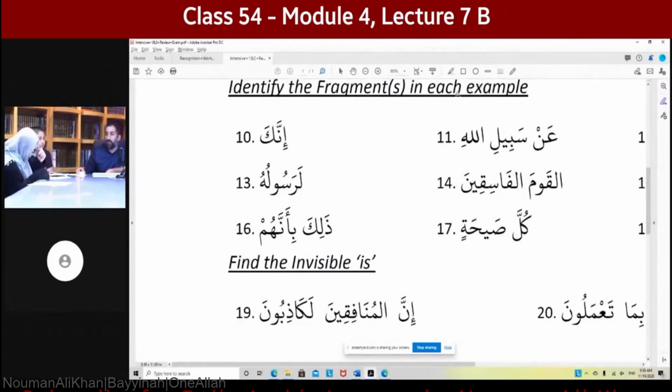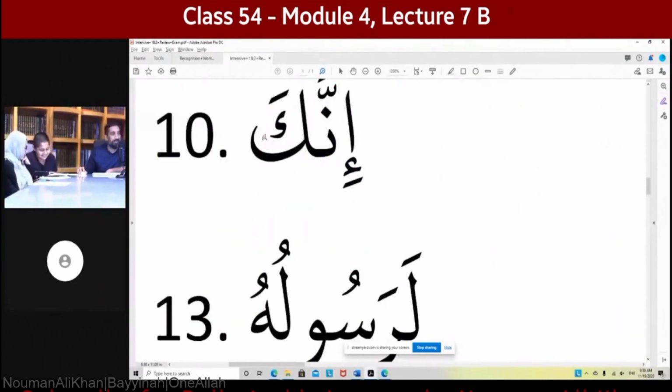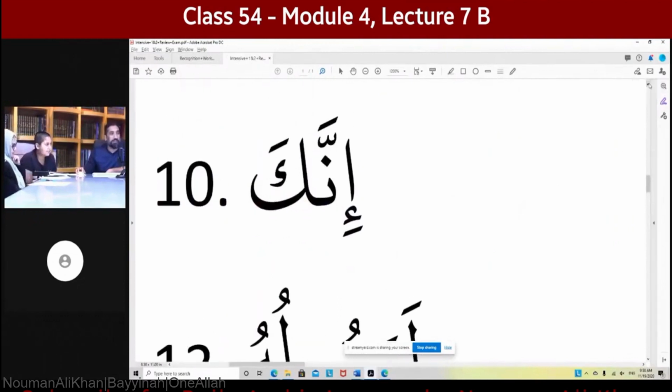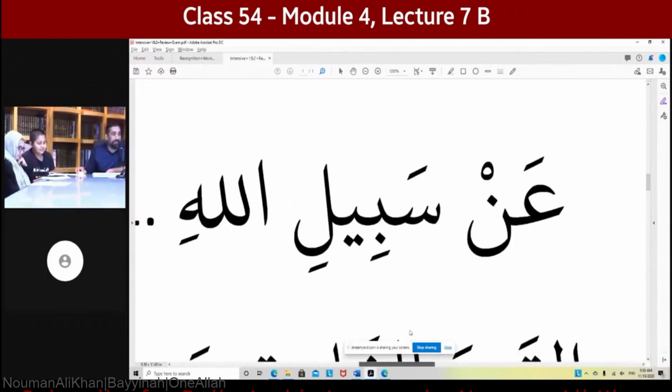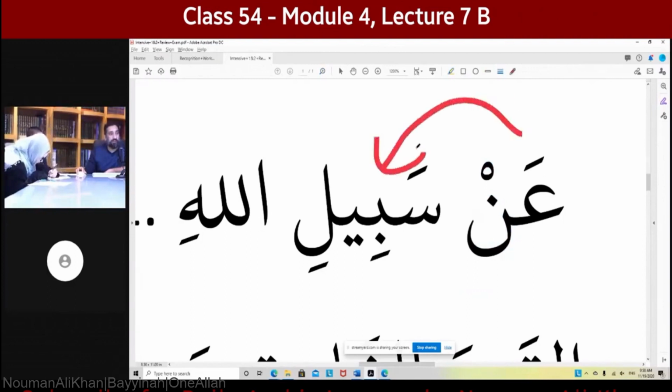Identify the fragment in each example. Innaka. It's a harf of nasab, and it's ism. Yes, you can say it's ism. Good. An sabilillah. Harf of jar is true, and also mudaf ilayh. From an to sabil is jar majroor, and from sabil to the word Allah is mudaf ilayh. Good job.